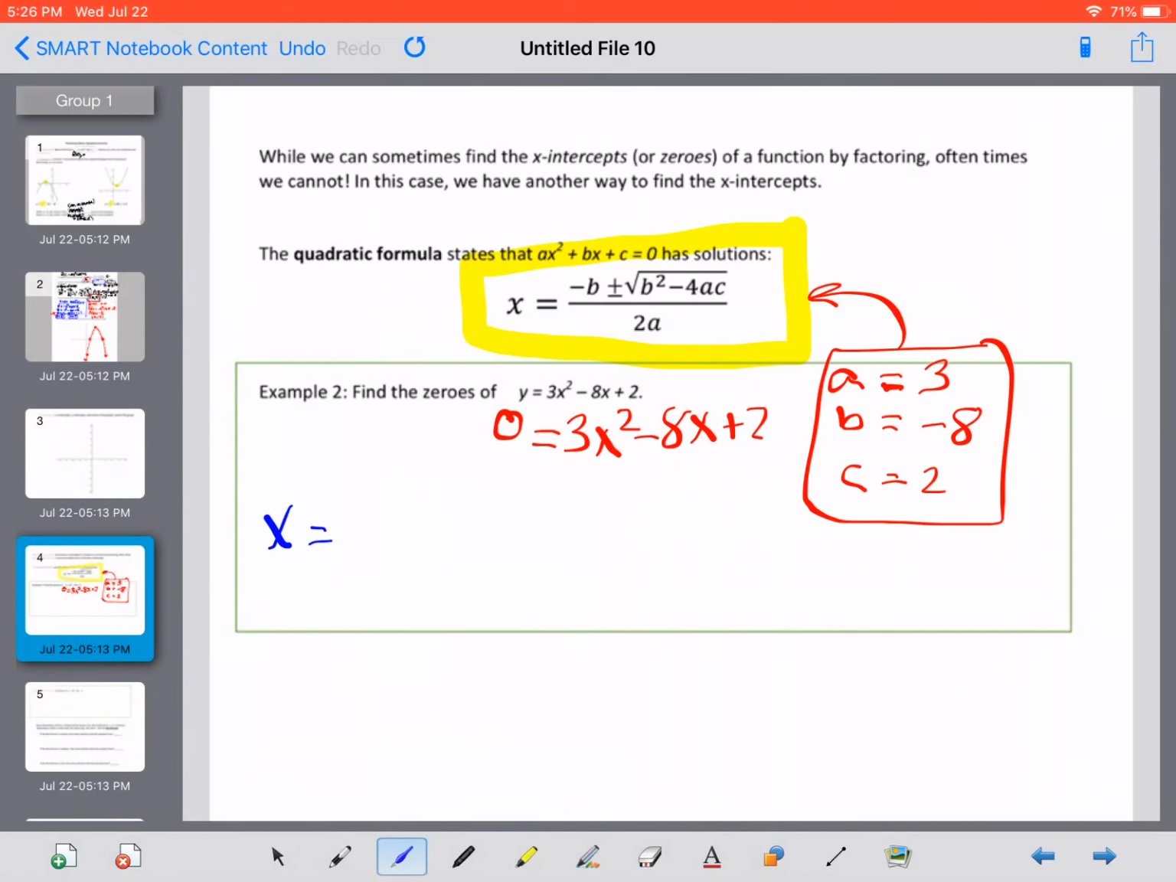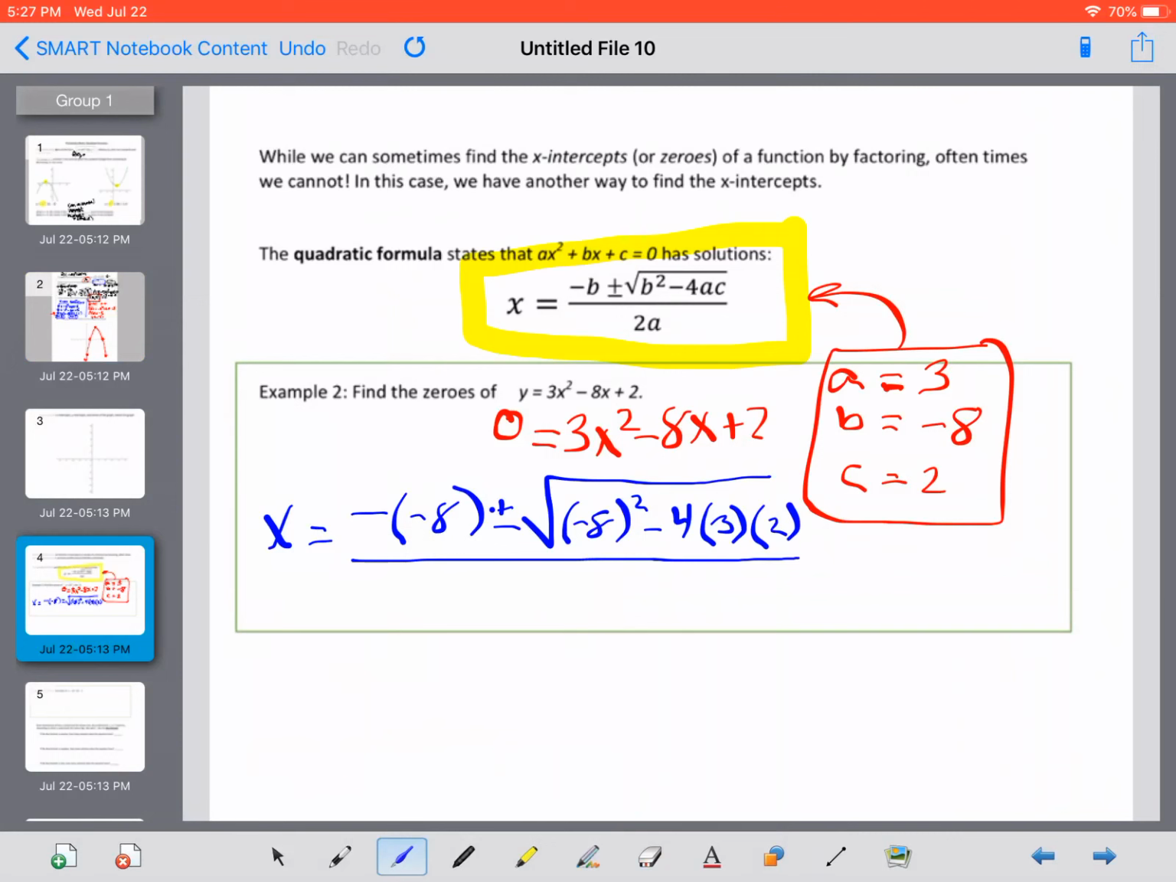X is going to be equal to negative b, so the opposite of negative 8. There's a negative to begin with in the equation, and now there's a negative here. Plus or minus the square root of b squared, that's negative 8 squared, minus 4 times a, which is 3, times c, which is 2. All of that's going to be divided by 2 times a, so 2 times 3. Alright, I'm running out of space here. Let's see what I can do.